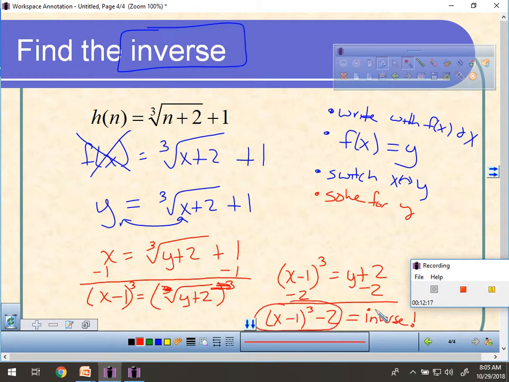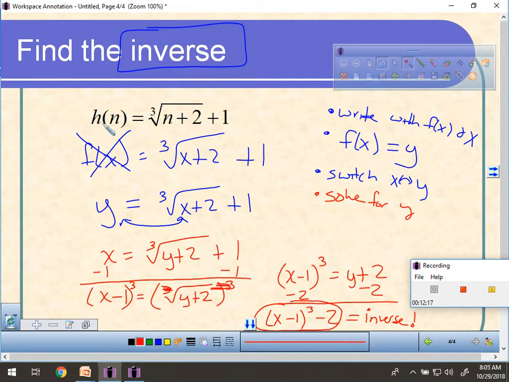And that's my inverse. So remember, four steps. Write it in terms of f of x and x, and then f of x is equal to y, and then you switch the x and the y around, and then you solve for y. And that's how you find the inverse, those steps.